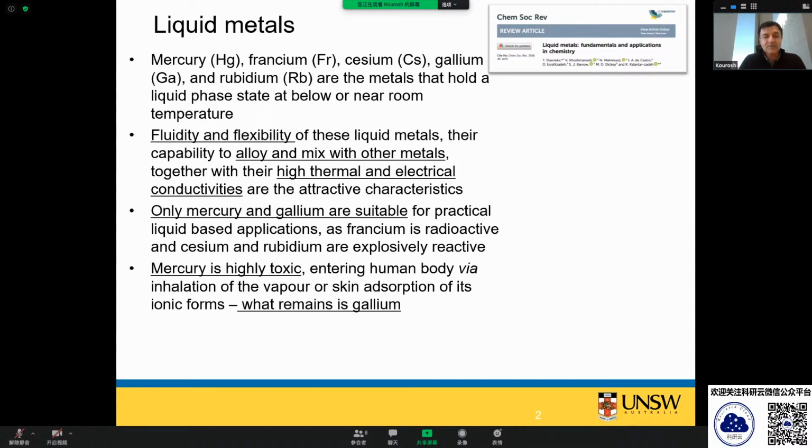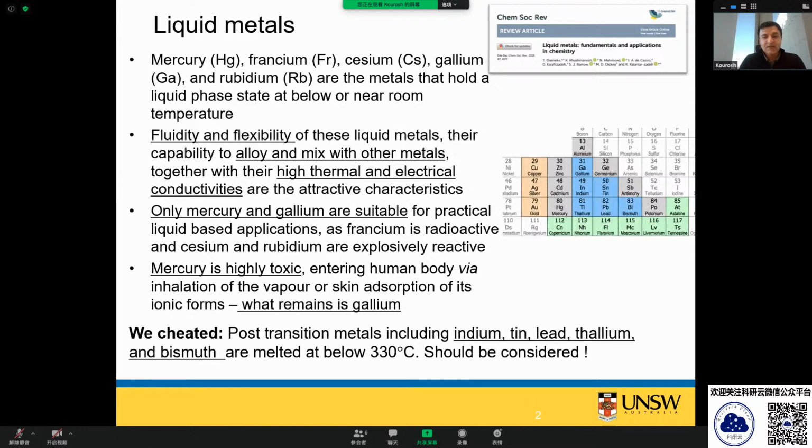What remains out of this group is just gallium. Establishing a whole field based on one single element is very limiting. So what I did, I cheated. I put all post-transition metals into this group of liquid metals. And in order to be able to include them, I said any metal with a melting point of less than 330 degrees is included in this family. So you see those blue metals in the table of elements: indium, tin, lead, thallium, and bismuth. Around them you also have other elements that can alloy into these metals, and you can make very interesting alloys.